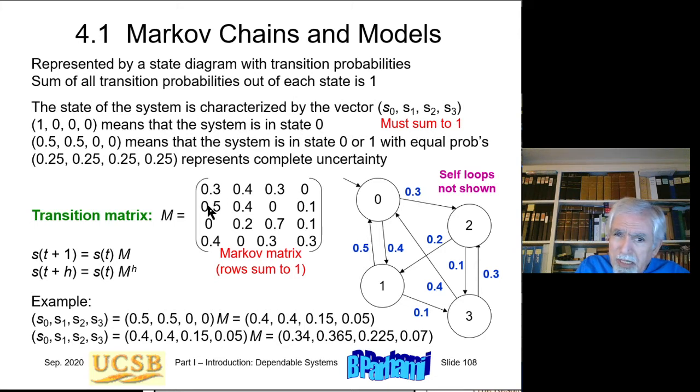Similarly, state 1 to state 0, 0.5. State 1 to state 1, 0.4, that's the self loop. State 1 to state 2, there's no transition there, so that's 0. And state 1 to state 3, that's 0.1. Okay, so a Markov matrix is a square matrix with number of rows and columns equal to the number of states in the Markov model. The entries in each row add up to 1. That's a key feature of a Markov matrix. That means the state must do something, either stay in the current state or move to some other state.